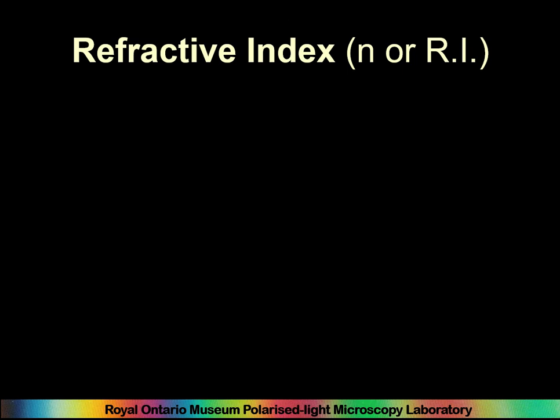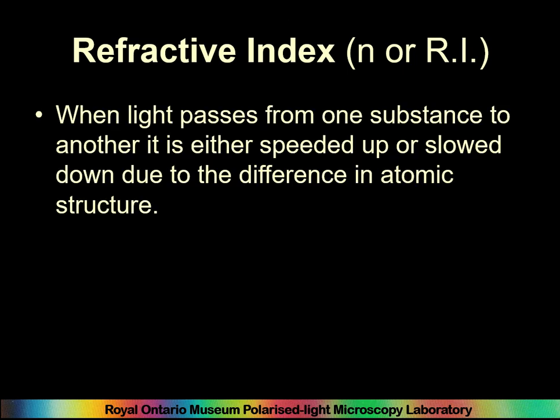So the refractive index is very important. So this is what it actually means. When light passes from one substance to another, it is either speeded up or slowed down due to the difference in atomic structure.